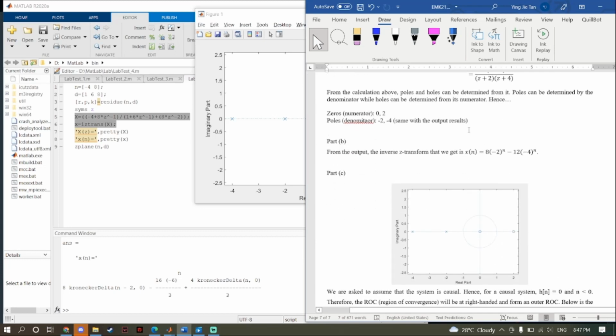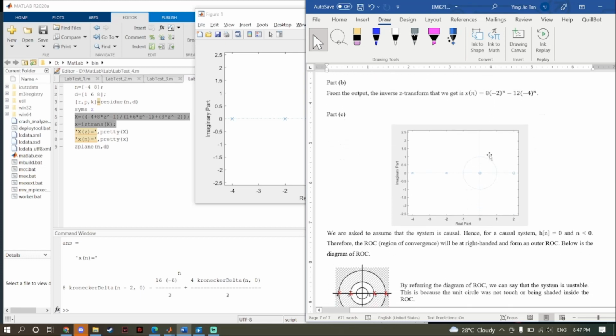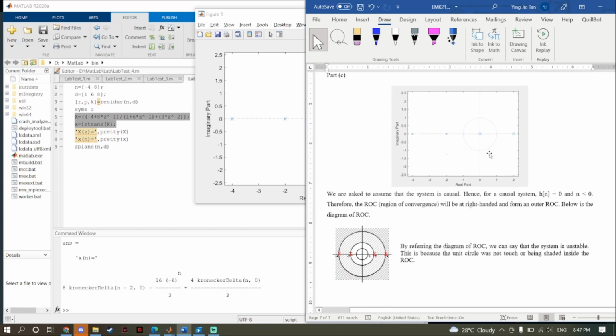And so your poles are actually the same. Okay, so part C is the next thing. We need to check the stability of the system. So in the question we are asked to assume the system is causal. So for a causal system, h[n] equals 0 when n is less than 0.